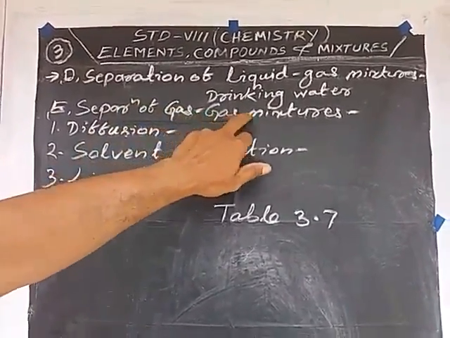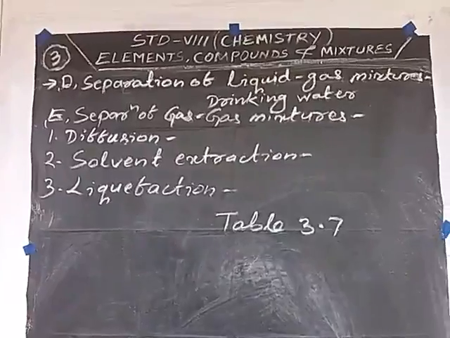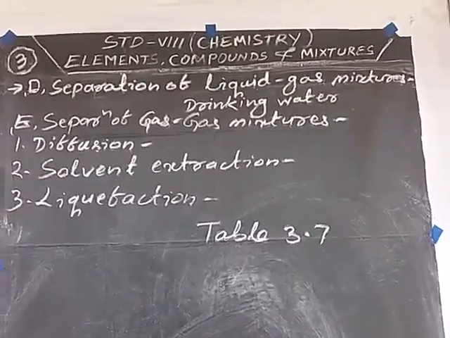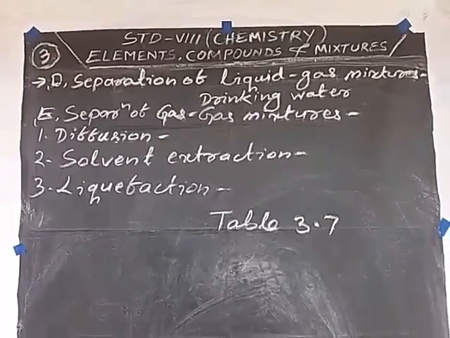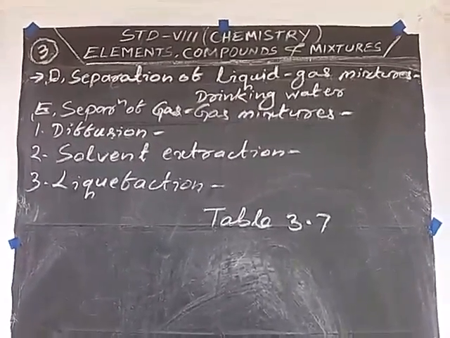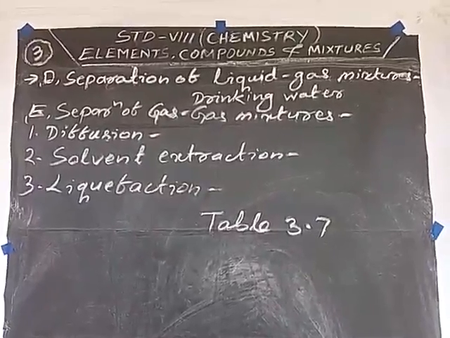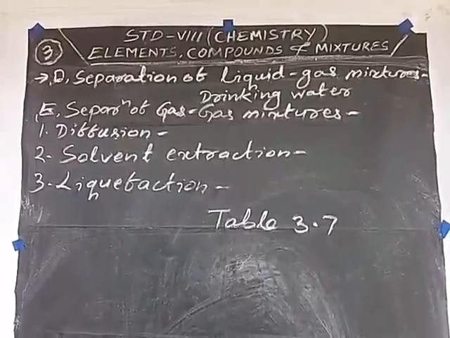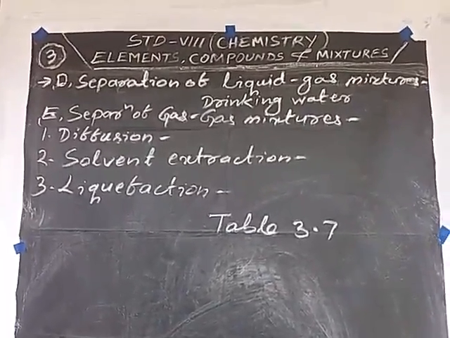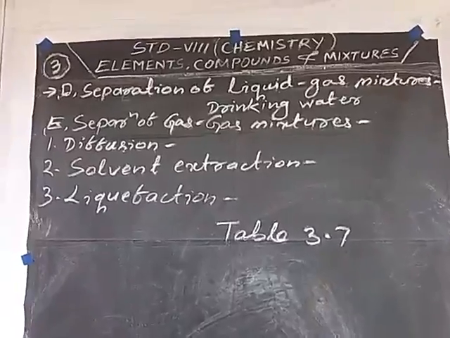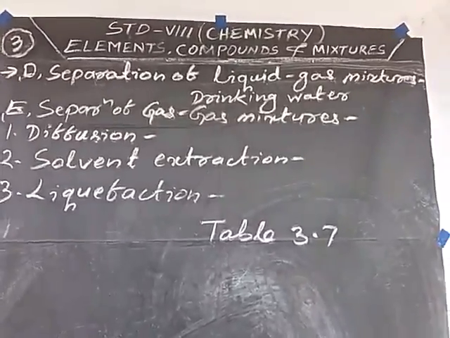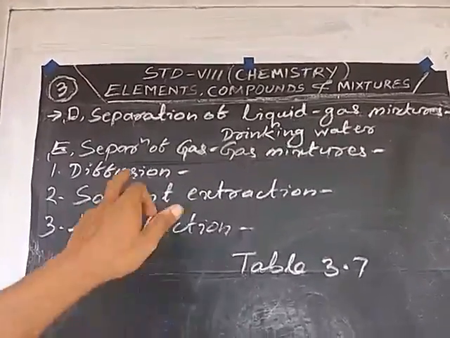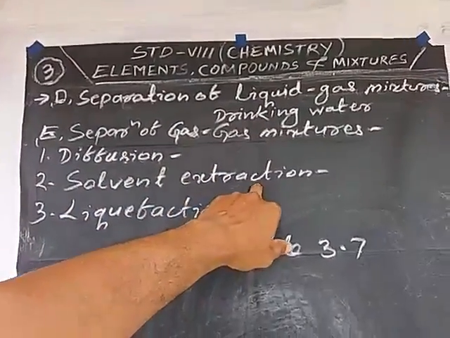Then separation of gas mixtures. If two gases are mixed, this method depends upon the difference in the density of the gases. The lighter gas diffuses faster than the heavier. A mixture of hydrogen and oxygen can be separated by diffusion, as hydrogen is a lighter gas than oxygen. The spreading out or intermixing of one substance with another substance due to the motion of its particles is called diffusion.